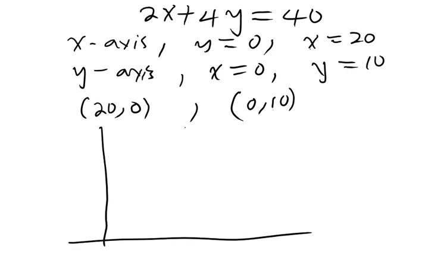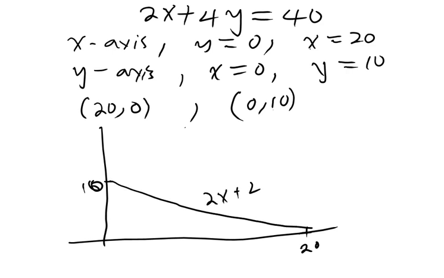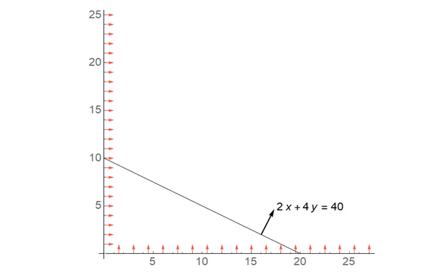So when you connect these two points, you then get the equation of this line. So this line is 2x plus 4y equals 40. So you do the same thing for the second line. So this is what the line looks like.